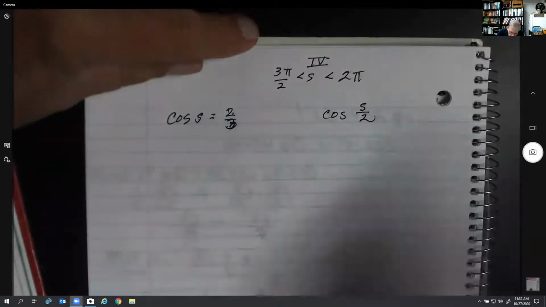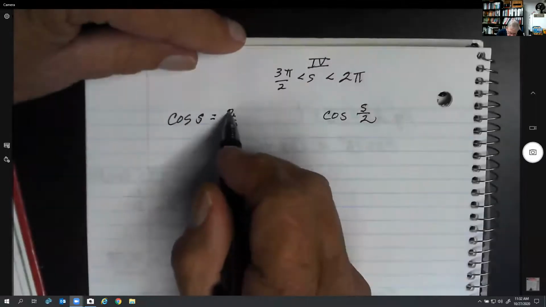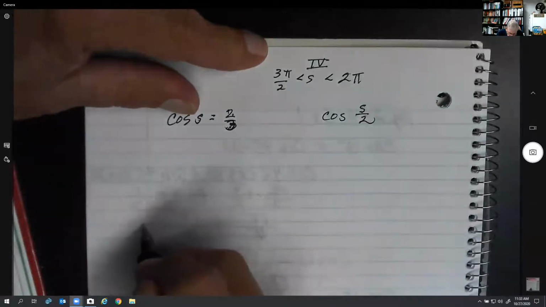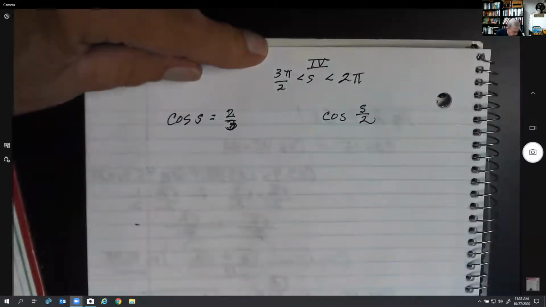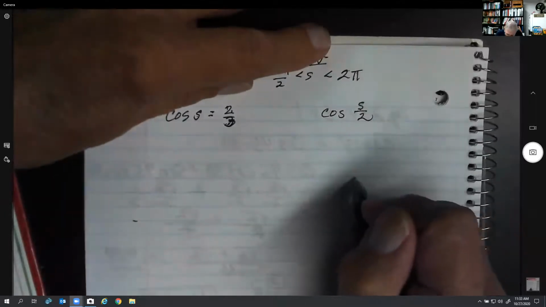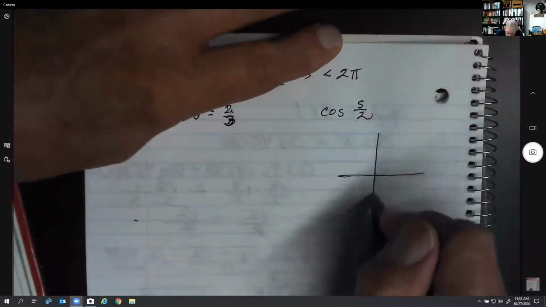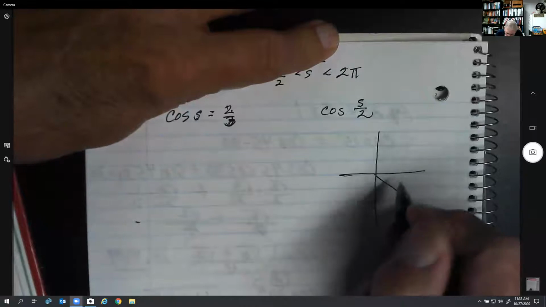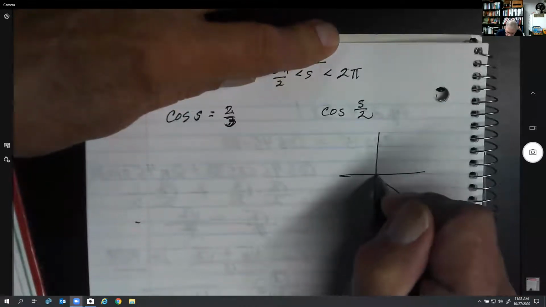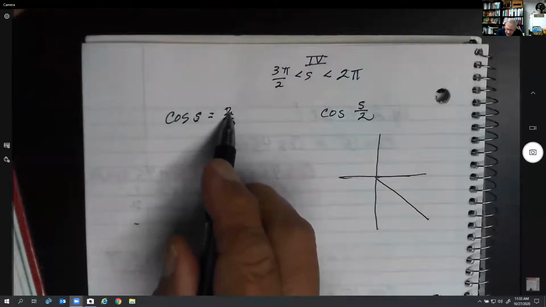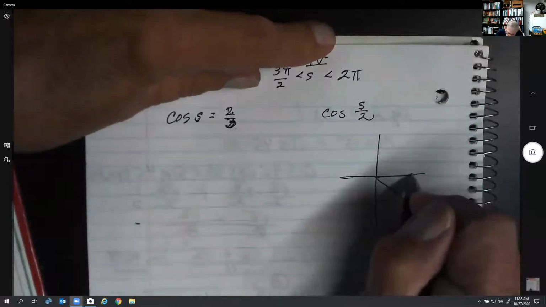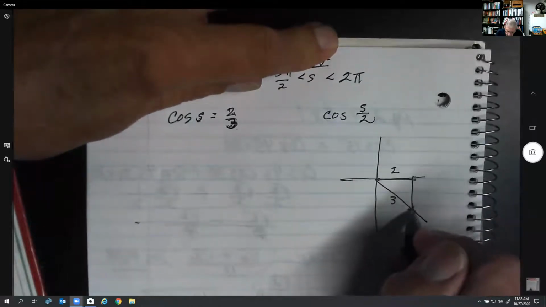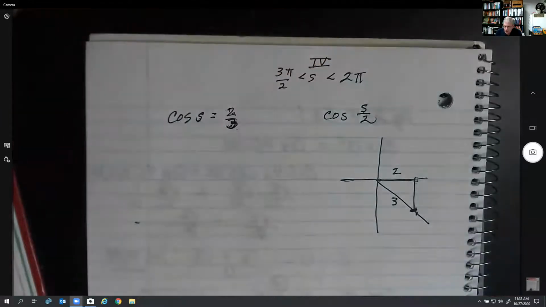So what they did is they looked at this angle right here, 2/3, 2 over 3, cosine of S. Maybe I could draw this over here. They're looking at an angle, this angle right here, S. What is the cosine? It's the adjacent over the hypotenuse. So they went out here 2 units, and this is 3 units. So somewhere down here was our point. So we were in the 4th quadrant.